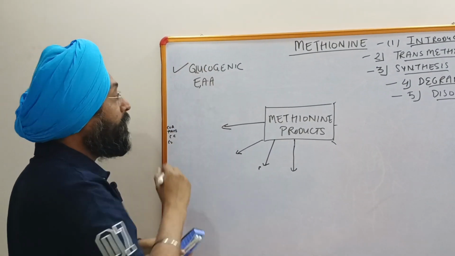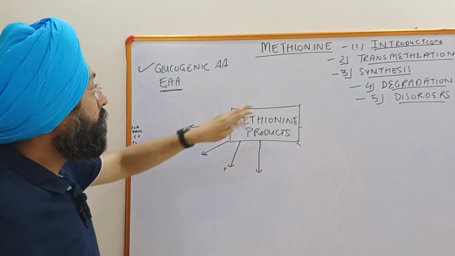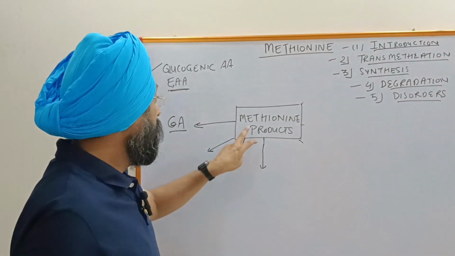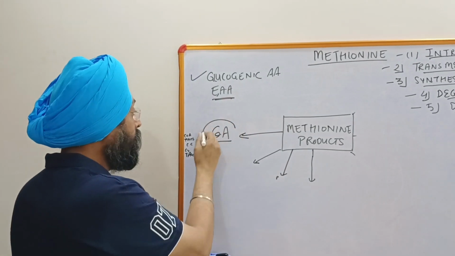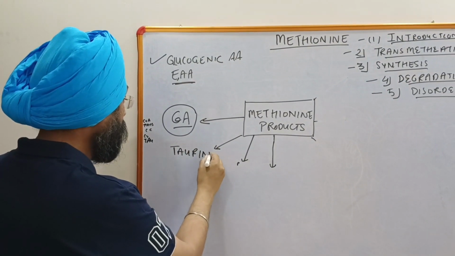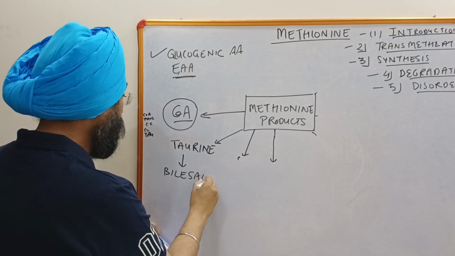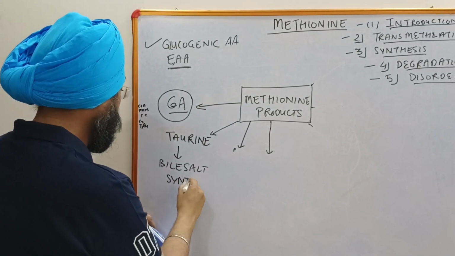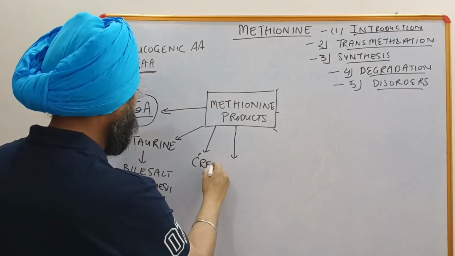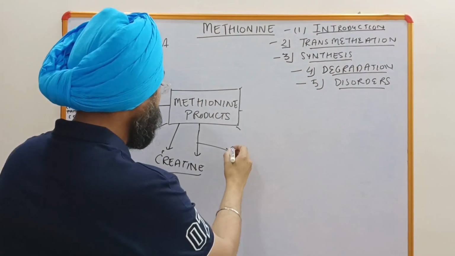It is a glucogenic amino acid, right? Glucogenic, and it is an essential amino acid, right? Now we'll start with the products which we can synthesize from methionine. First is coenzyme A, right? Then it can also be used for the synthesis of taurine, right? Taurine can be further used in bile salt synthesis, right? Then it is used for the synthesis of creatine, right?